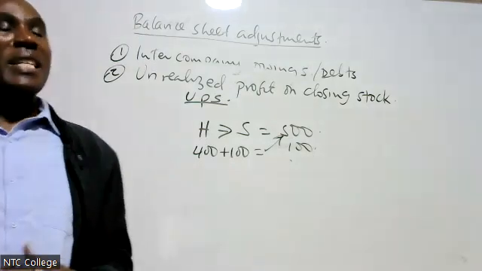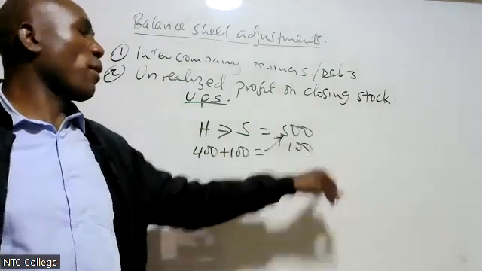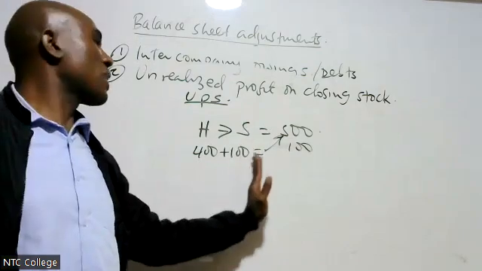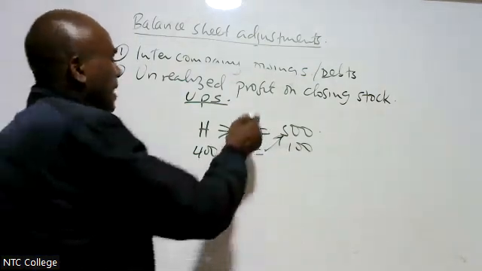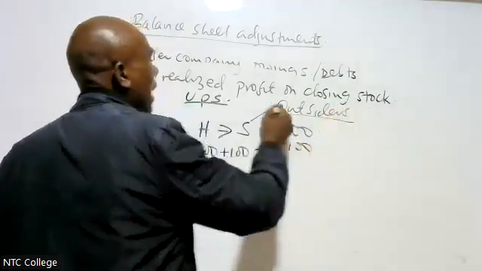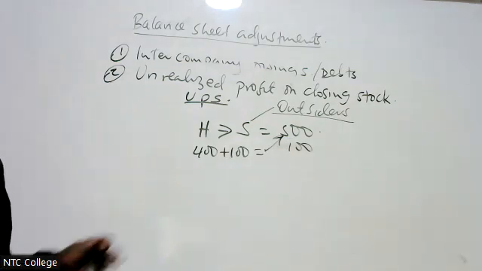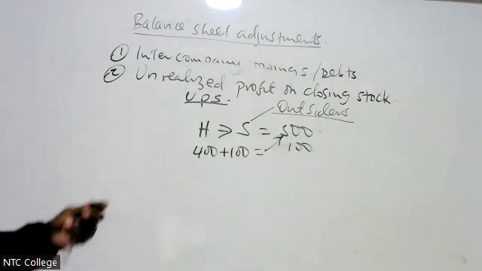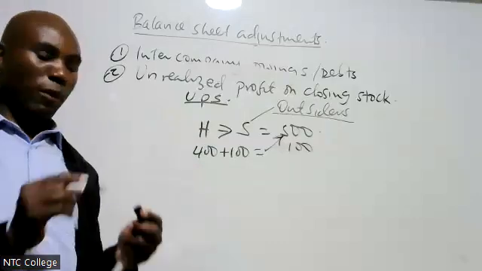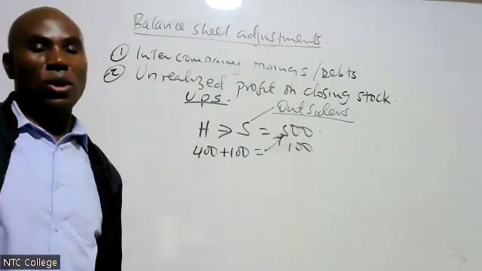Therefore, if the goods are still in the inventory, it means that we have not realized this profit, because that profit will only be realized when the goods have been sold by S, the purchasing company, to outsiders. That is when we say we have realized the profit. But if the goods are still in the inventory, then we have not realized the profit. That is why we call it unrealized profit on closing stock.